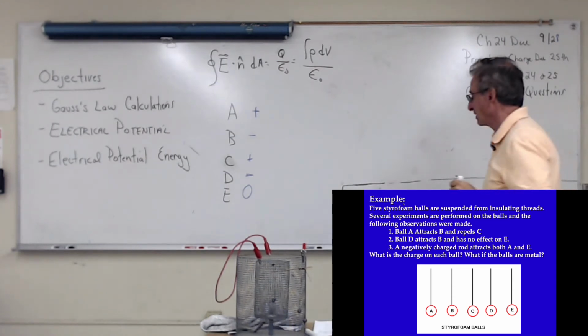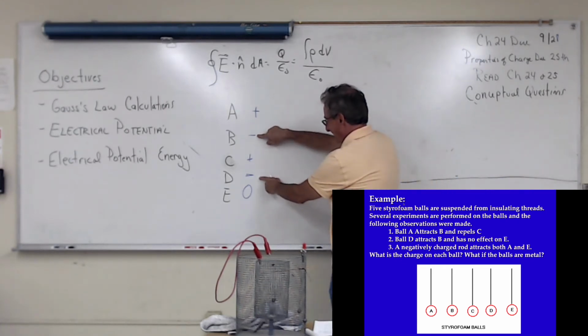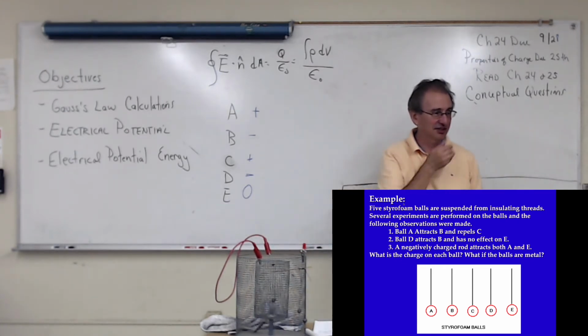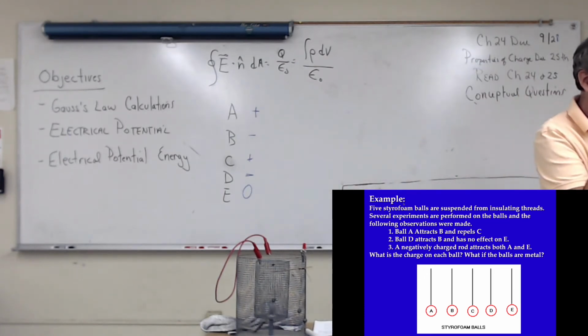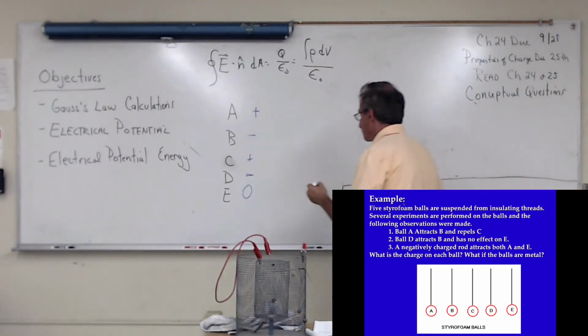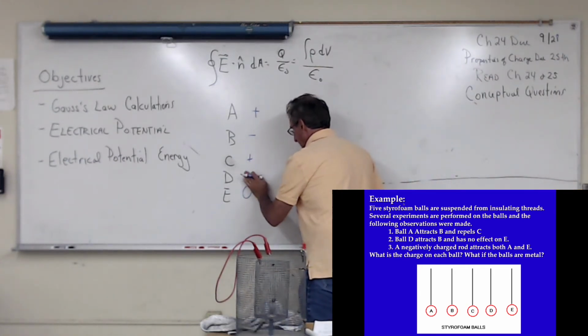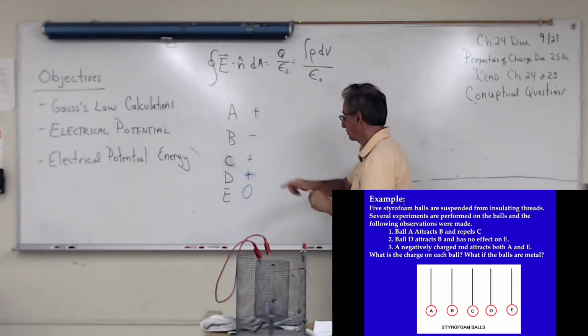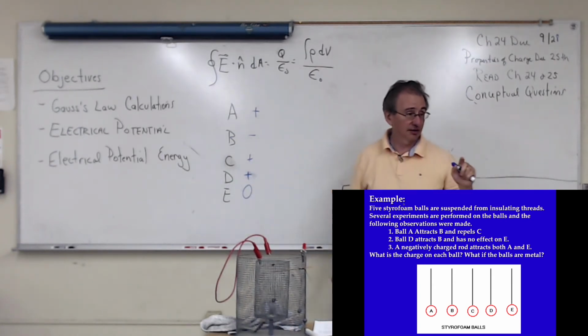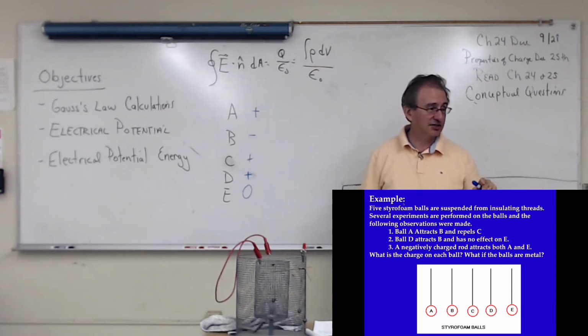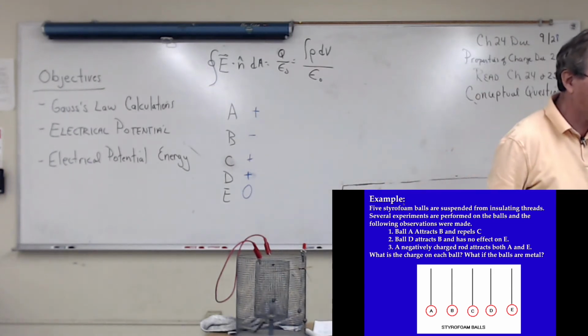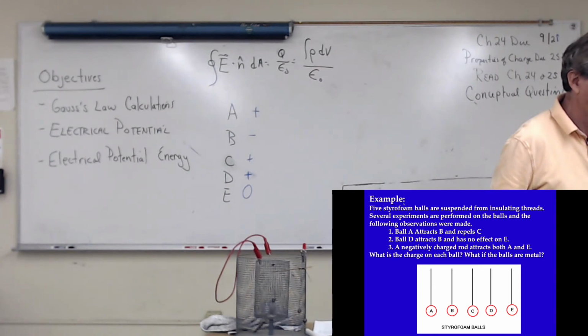Okay, so something's wrong here then, right? What do we have to change? D would be positive? Okay, so let's change that to positive. So now these two attract each other, which makes sense. But then it says ball D has no effect on E. Right? Ball D has no effect on E.